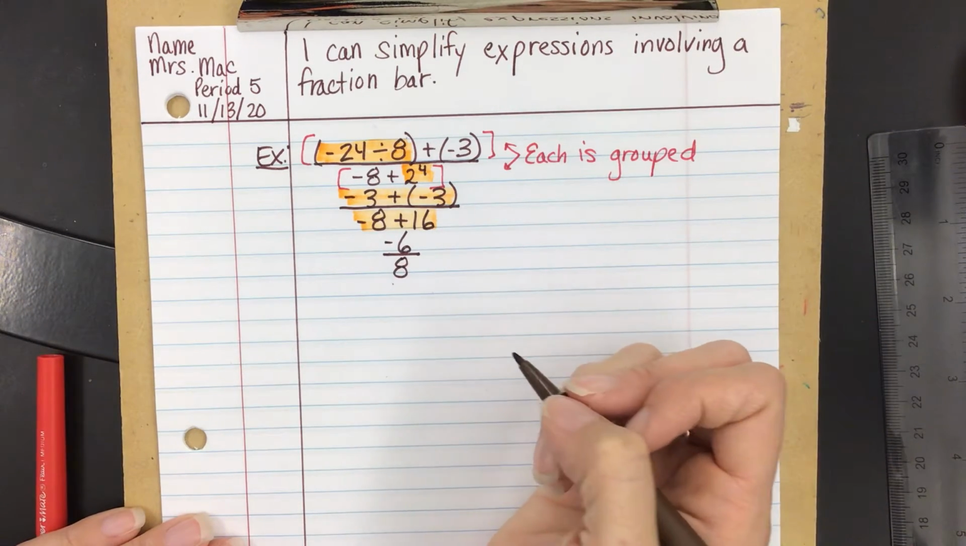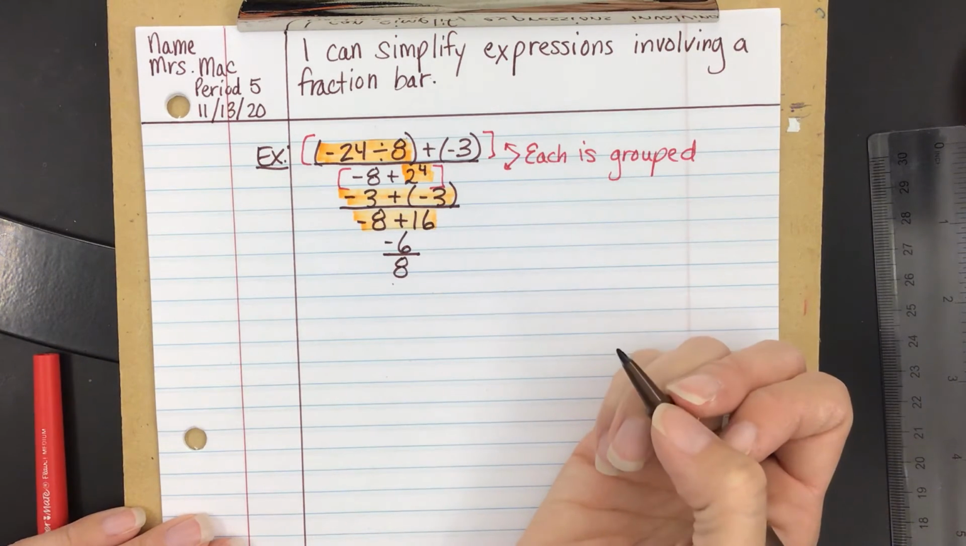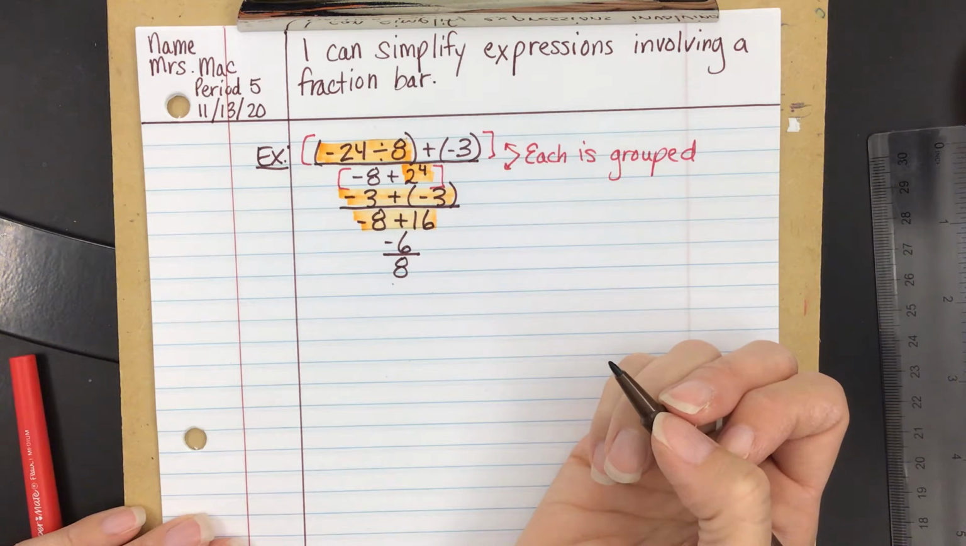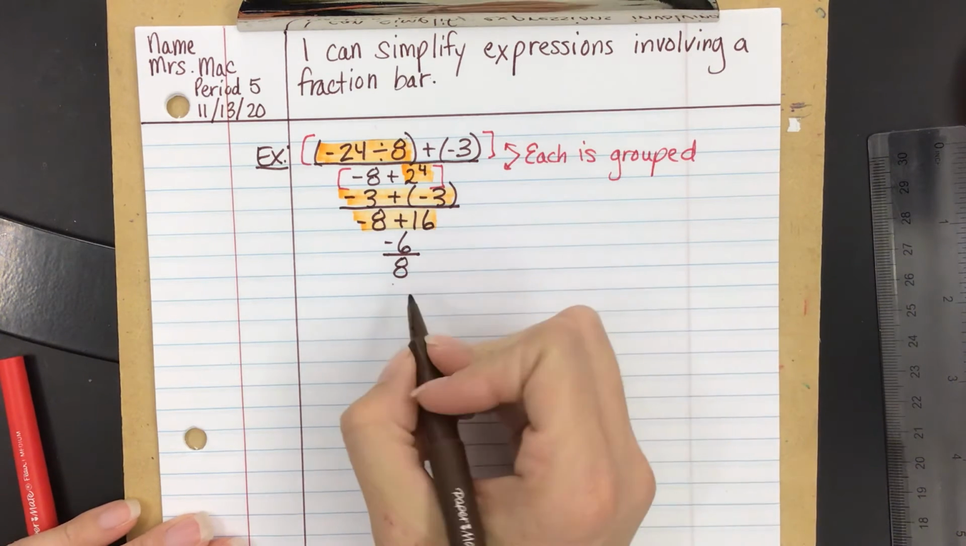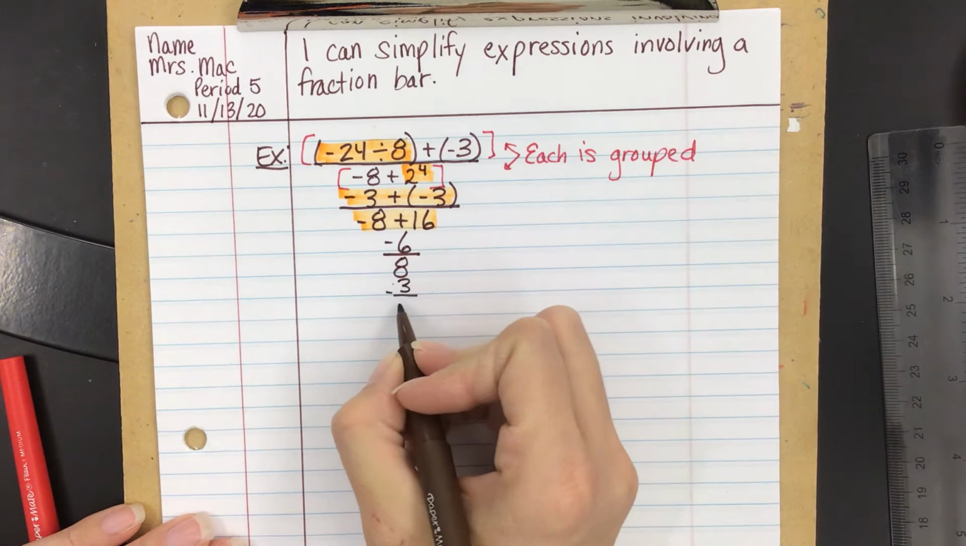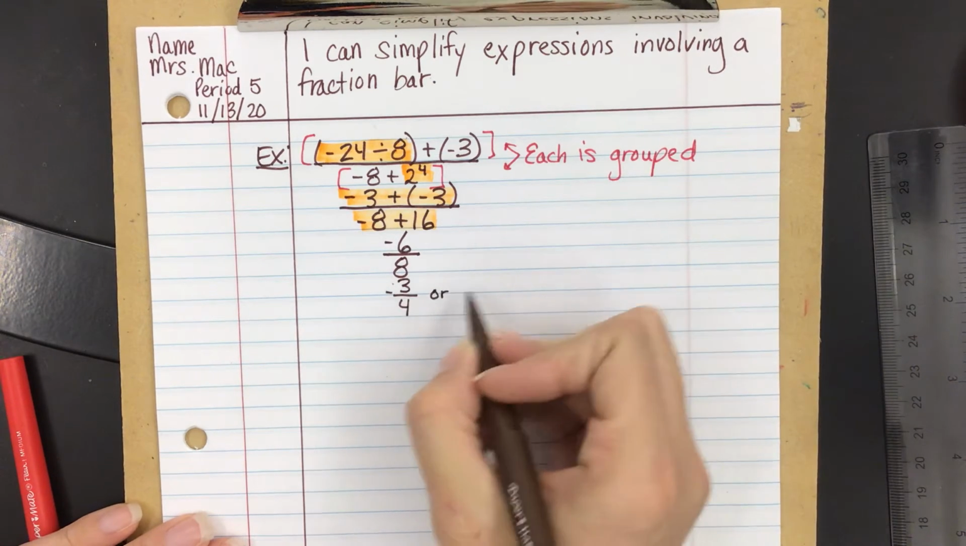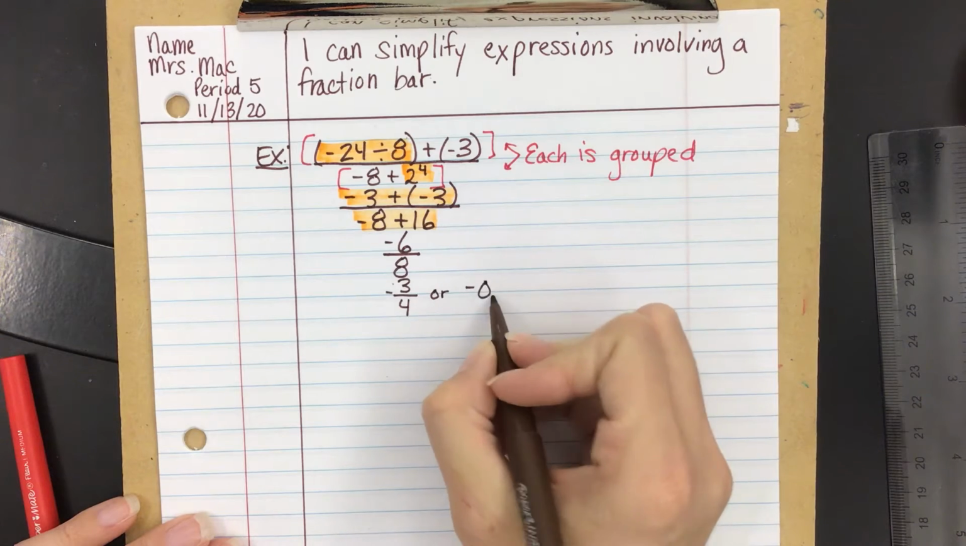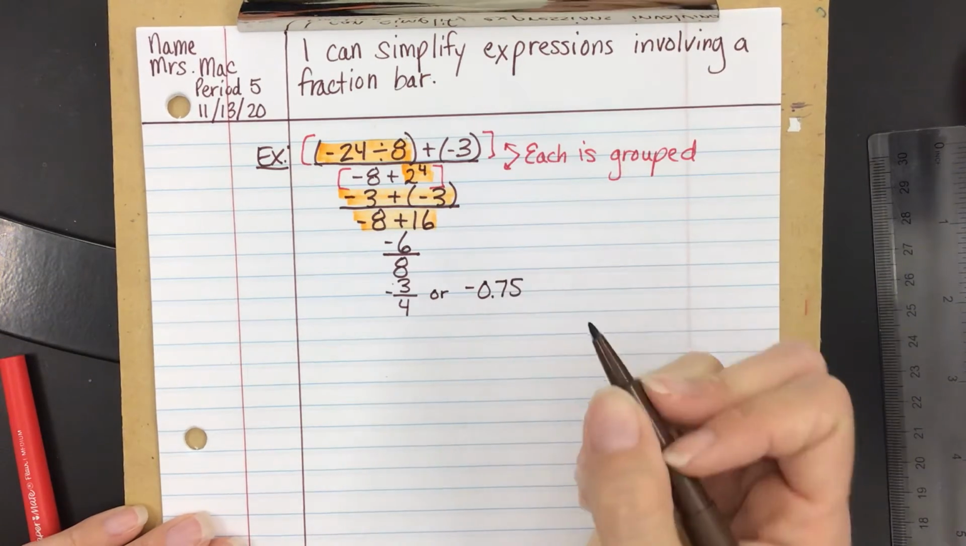Now, you can do one of two things. You can leave it as a fraction and simplify it, or you can turn it into a decimal. If I simplify this fraction, it's going to be negative 3/4, or you can divide it and get negative 75/100.